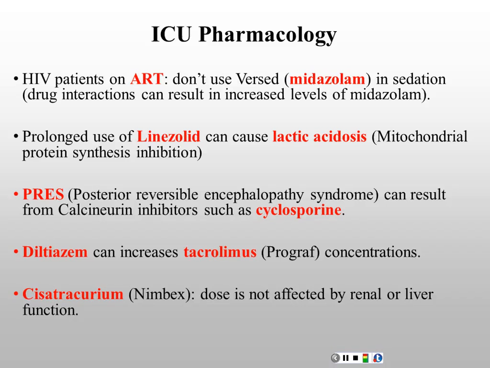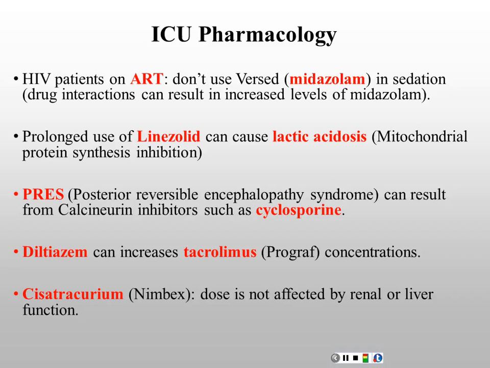PRES, posterior reversible encephalopathy syndrome, can result from calcineurin inhibitors such as cyclosporine. So if you have an immunocompromised patient presenting with a PRES-like picture, and the patient is on cyclosporine, you have to be aware of it. With calcium channel blockers, especially diltiazem, and tacrolimus or Prograf, you have to be aware of the interaction. A transplant patient receiving Prograf goes to the ICU, develops AFib, you start a diltiazem drip, and then you will have issues with your level. In this case, we prefer a beta blocker, which does not have this interaction.